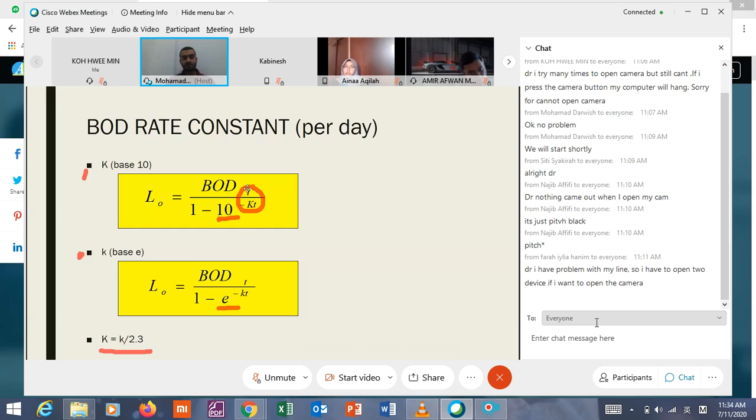But make sure that there is consistency between T here and the T in the power. If we say BOD5, we have to put 10 to the power minus K times 5. If we are measuring BOD3, then T has to be changed to 3. So it has to be consistent between the BOD and the power.